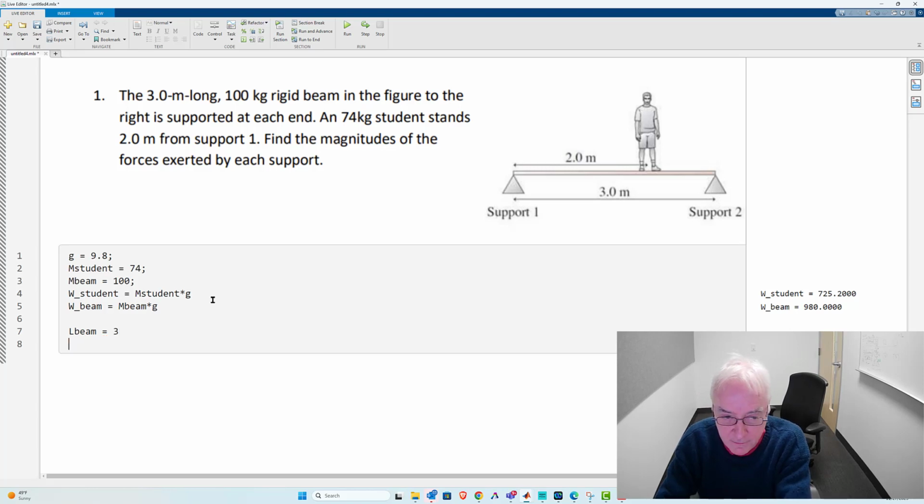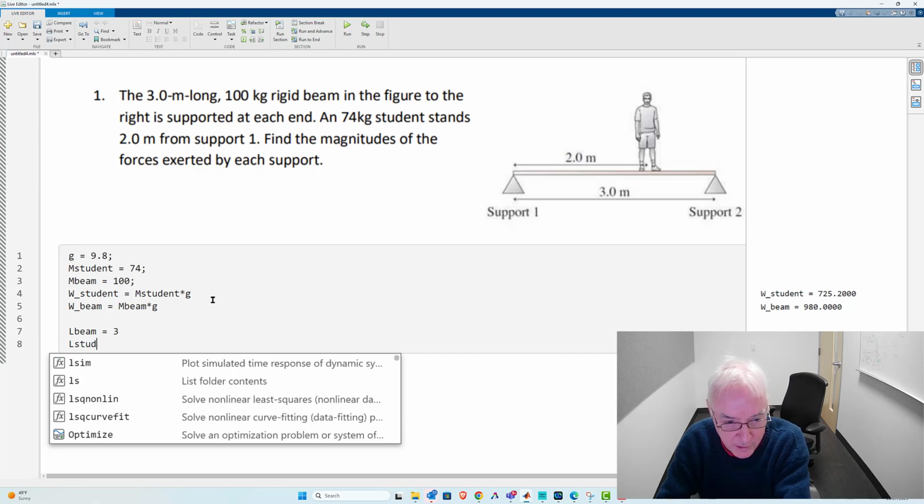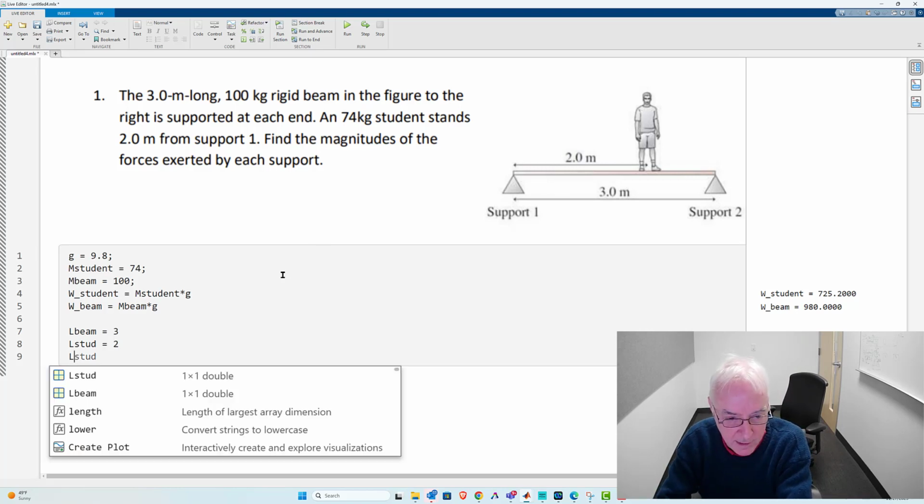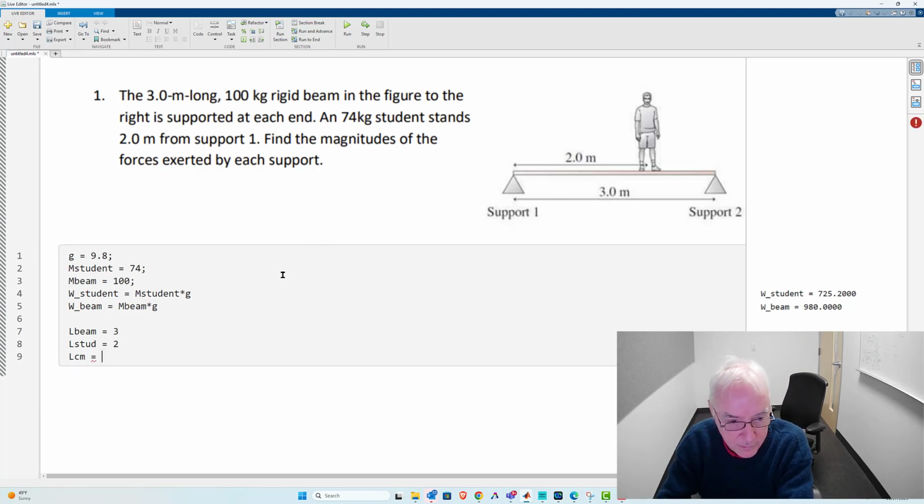I'll call it the position of the student. Maybe I'll just keep that letter L in there. I'll call it L student is equal to 2. And then the location of the center of mass of the beam is very important too. And so that'll be L beam divided by 2. So I'll call that LCM is equal to L beam divided by 2.